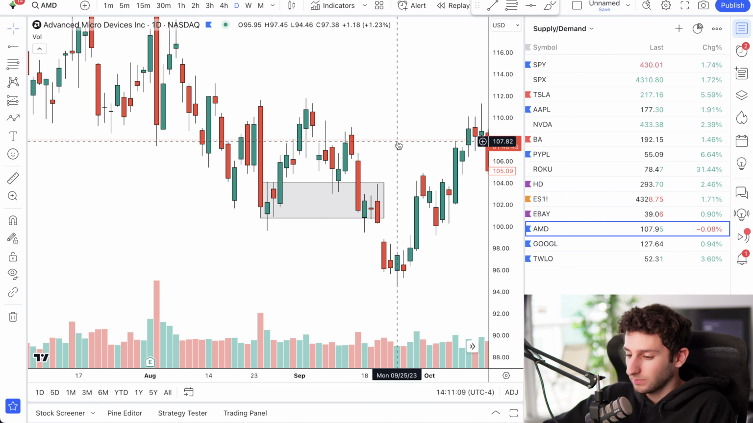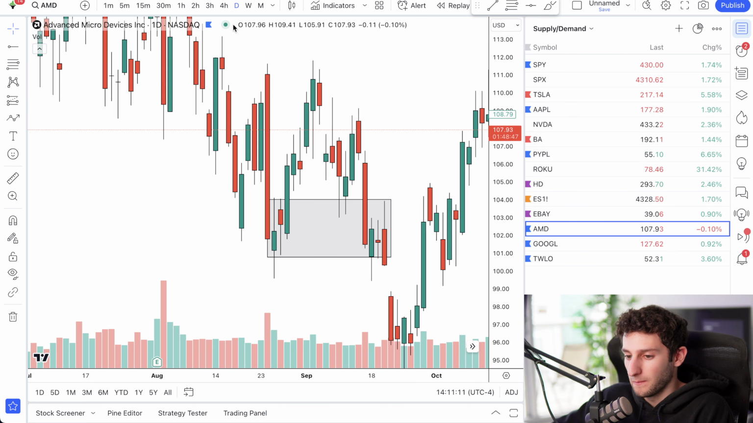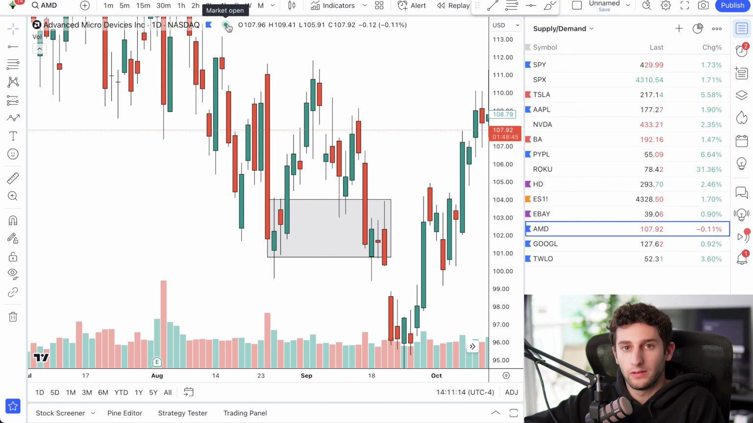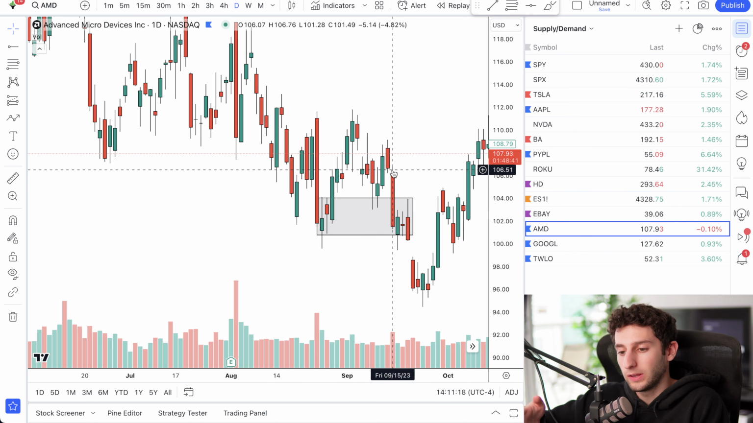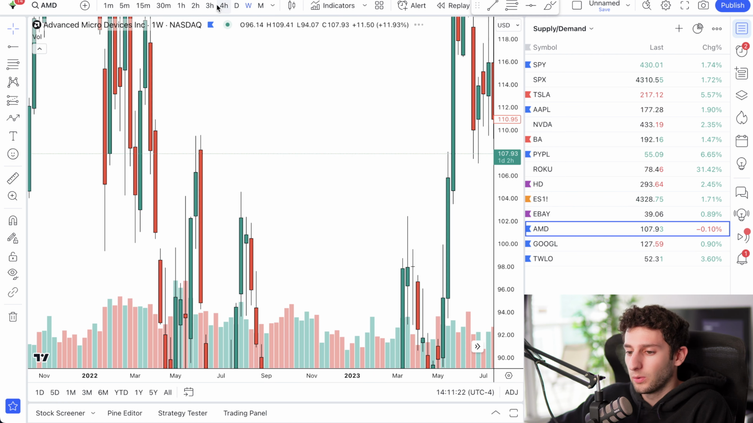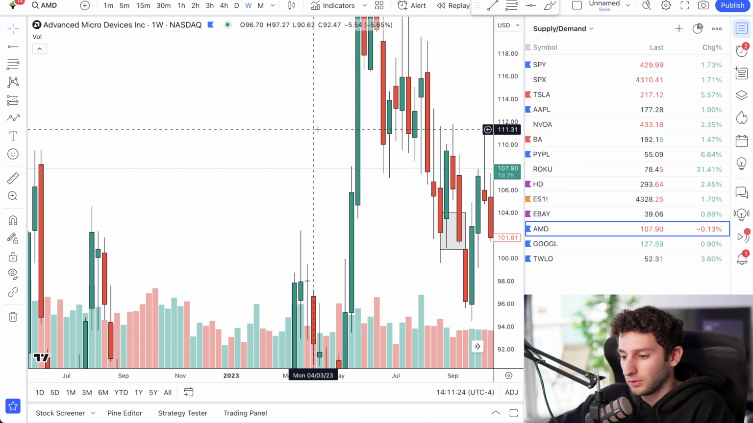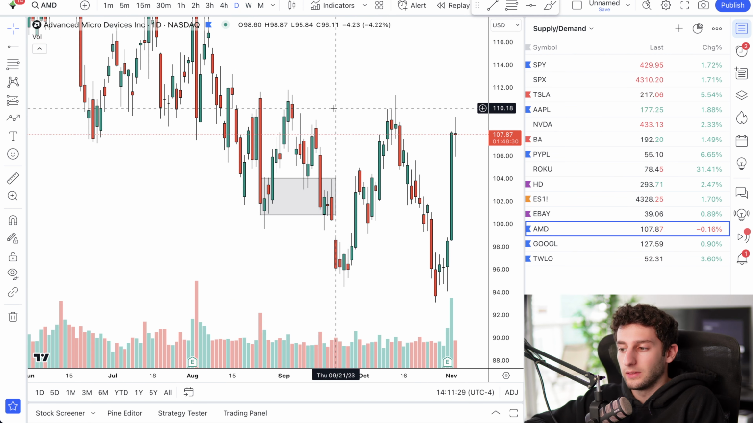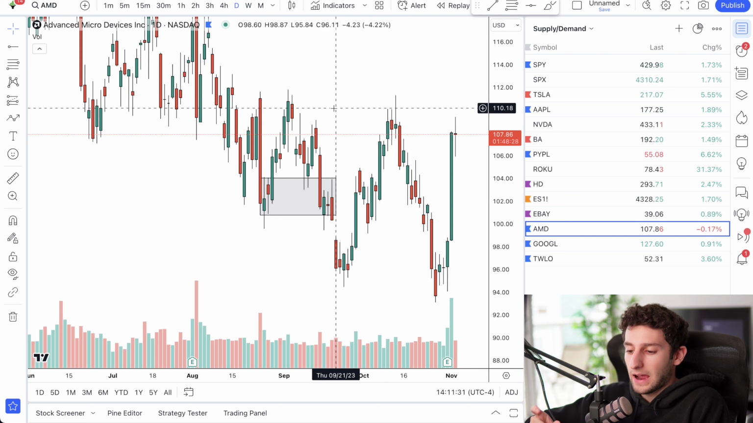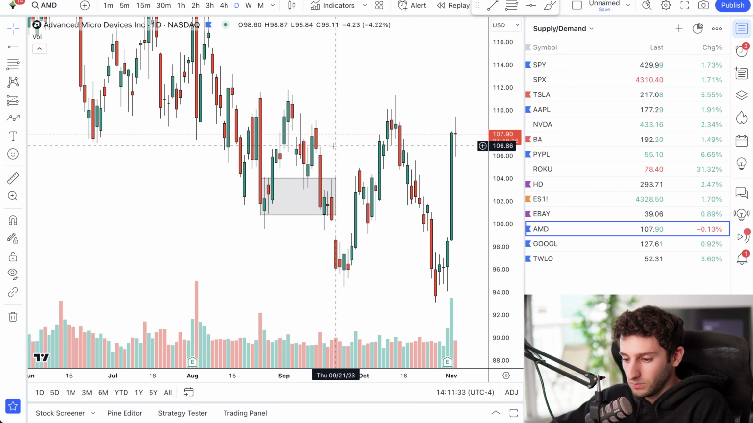If we take a look at AMD in this example, we're looking at a daily chart. When I trade supply and demand, I always start out on the higher time frame. I look at the weekly, the daily, rarely the monthly, and the 4 hour. I'm always going through these time frames up here. I'm always looking at daily, weekly, 4 hour. And so we know that we're coming down into a daily demand zone.